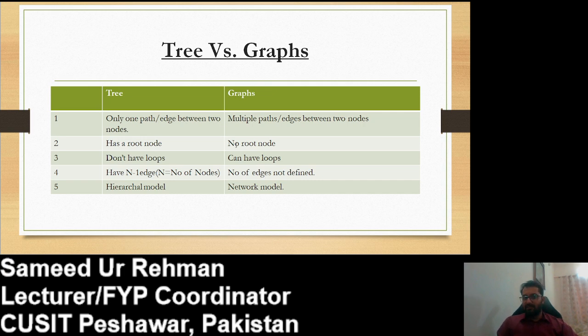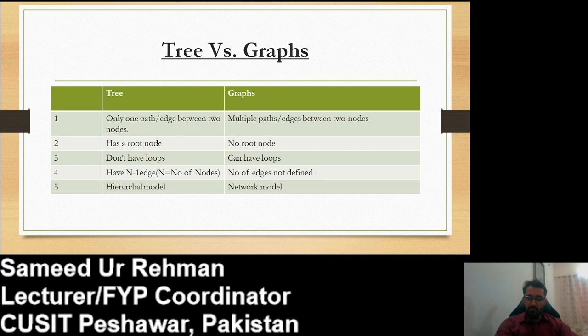But in a graph, we have multiple paths, multiple edges between two nodes. For example, we can have A, B, C. A is connected to itself, A is connected to B, A is connected to C. So we have multiple paths. There are no restrictions between the edges of the two vertices.